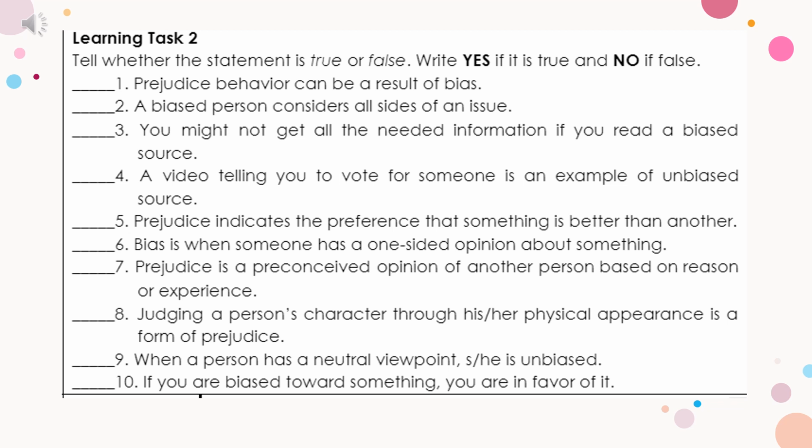Number 9. When a person has a neutral viewpoint, she or he is unbiased. Yes. And the last number, number 10: if you are biased towards something, you are in favor of it. The answer is yes. Okay, we are done with learning task 2. Let's have the next learning task.